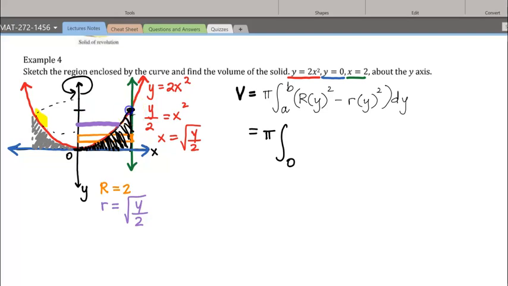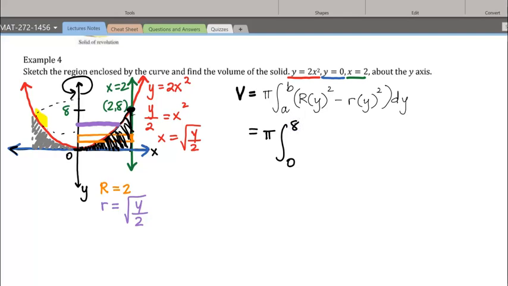Upper y value, right there at this point, happens where the vertical line x equals 2 is intersecting the parabola y equals 2x squared. So I can figure out what this y value is by just plugging 2 into the parabola. And 2 times 2 squared is 8. So that's the point (2, 8). Our upper limit of integration is 8.